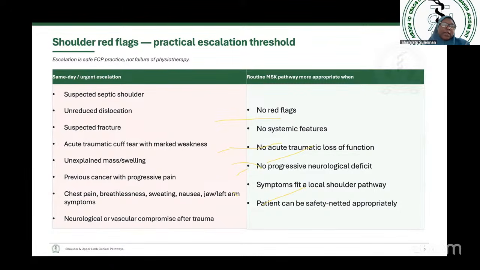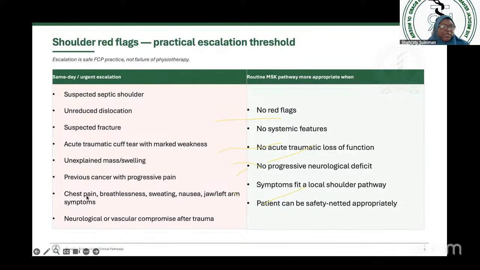If there is a suspected septic shoulder, then it's an urgent escalation. If there is an unreduced dislocation, the patient presented with shoulder pain, and after your assessment you find out it's more of a dislocation, definitely it's not a routine MSK, so the pathway will also change. When you're suspecting fracture, an acute traumatic cuff tear with marked weakness, an unexplained mass or swelling around the shoulder, or a previous history of cancer with progressive pain in the shoulder, then that's also another urgent thing to look into.